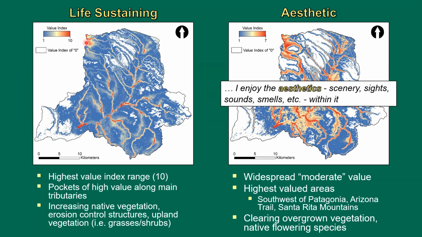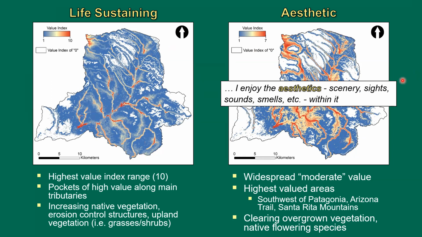If restoration is designed more about supporting life-sustaining value, it might focus more on increasing native vegetation or creating more erosion control structures, developing more upland vegetation with grasslands and shrubs. This can reduce erosion throughout the watershed and throughout the riparian areas.